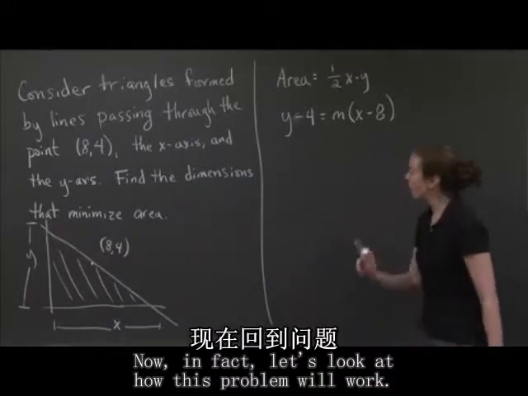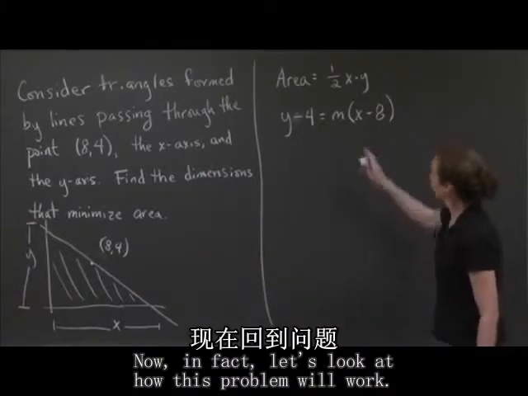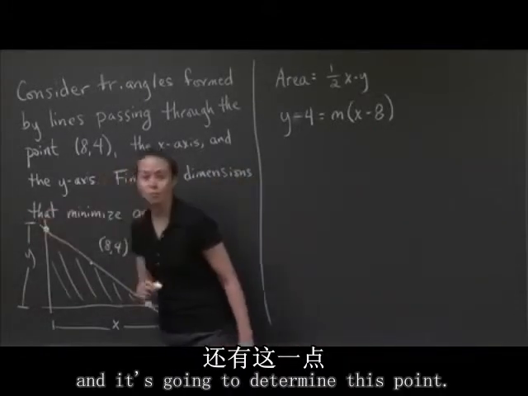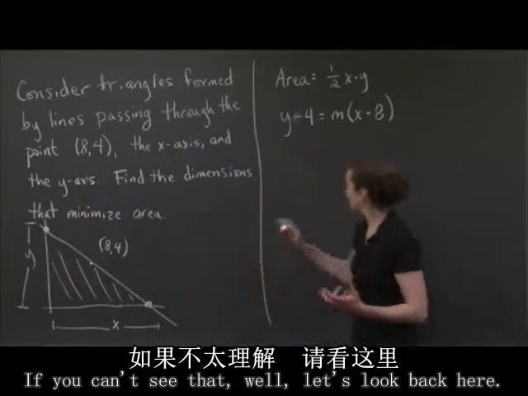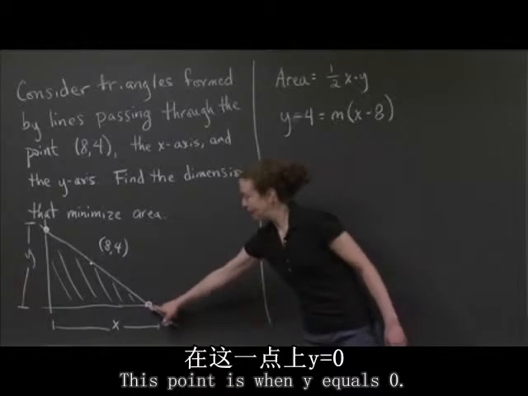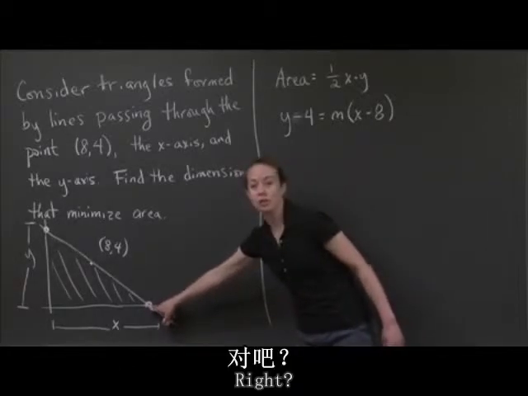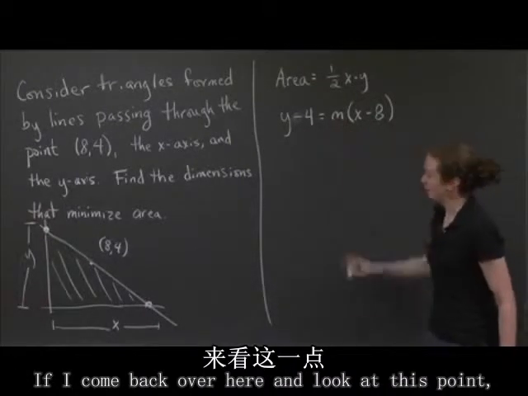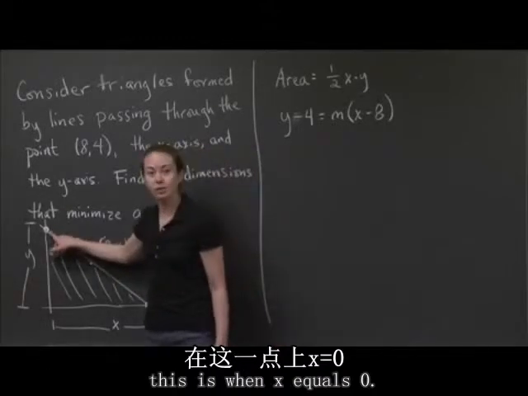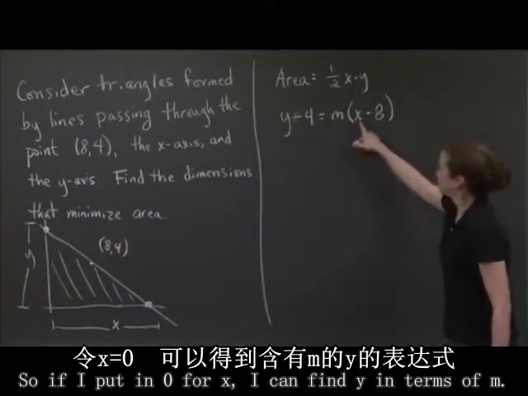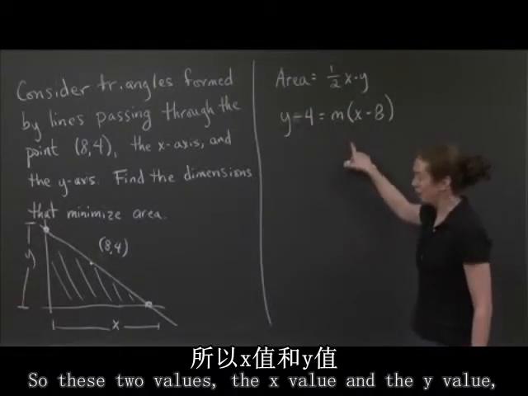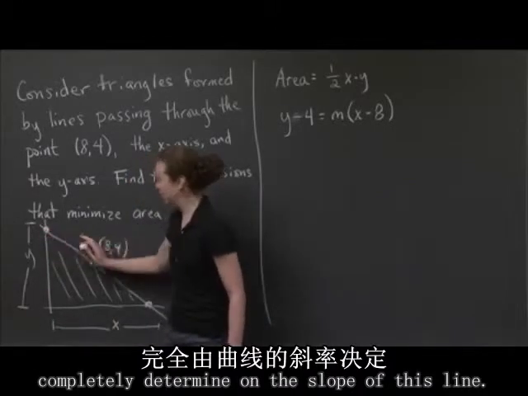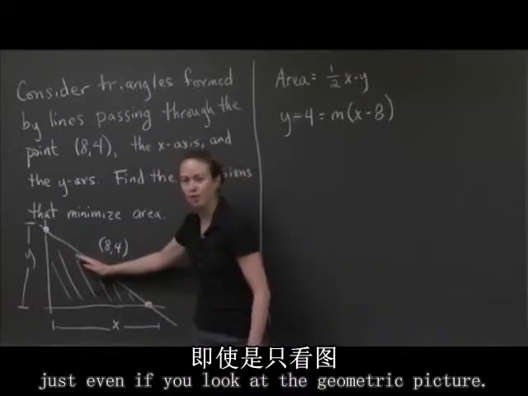Now, in fact, let's look at how this problem will work. The m is going to determine this point, and it's going to determine this point. If you can't see that, well, let's look back here. This point is when y equals 0. So I can put in y equals 0, and I get x in terms of m. If I come back over here and look at this point, this is when x equals 0. So if I put in 0 for x, I can find y in terms of m. So these two values, the x value and the y value, completely depend on the slope of this line. That hopefully makes sense, just even if you look at the geometric picture.